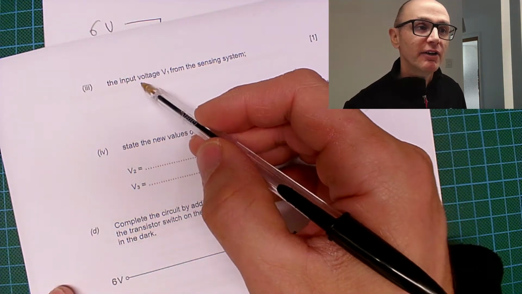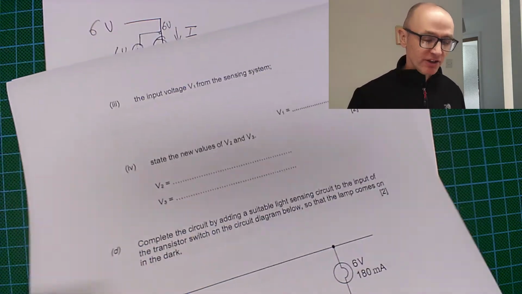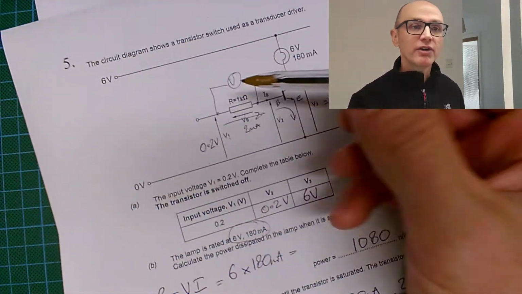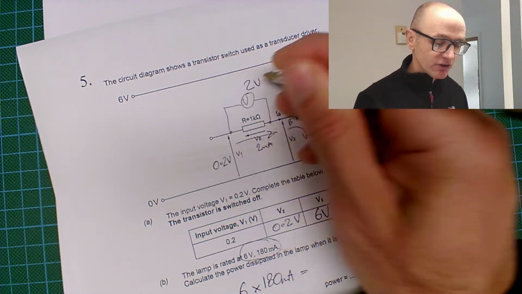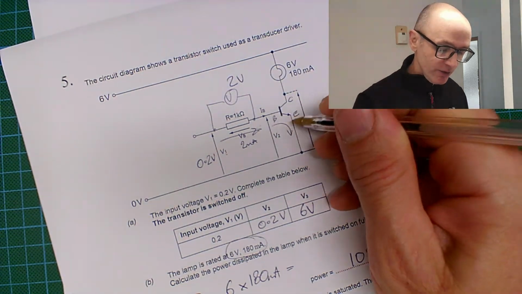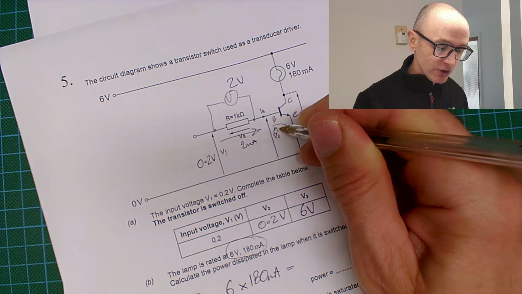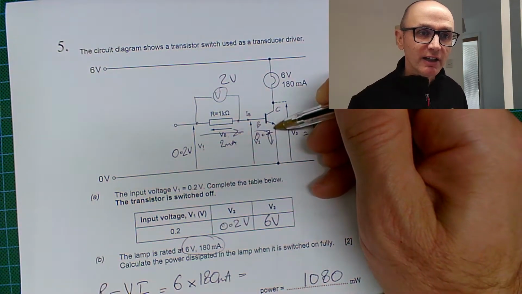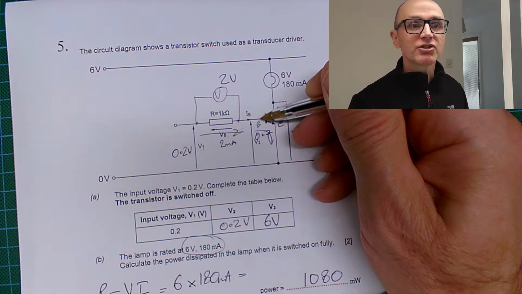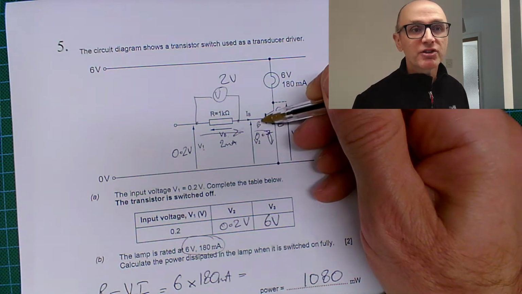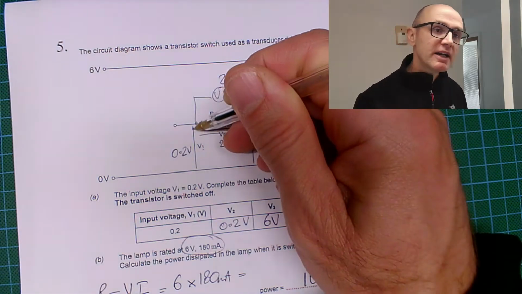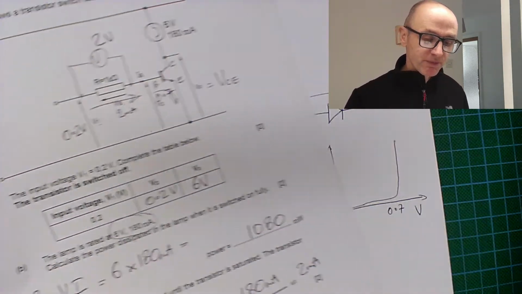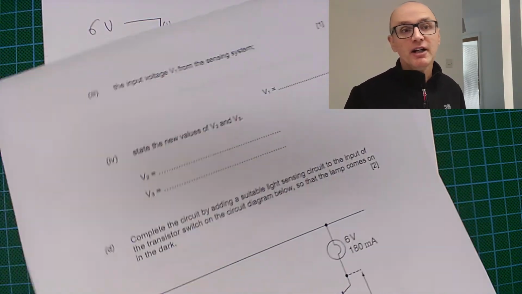All right. The input voltage V1 from the sensing system. Okay, so now what we need to do. We know that this is 2 volts, and we know that this voltage is 0.7 volts. So we start at 0, and then we go up by 0.7. So now we're at 0.7, and then we go up another 2 volts. So then we're at 2.7 volts. So 2.7 volts is the answer.